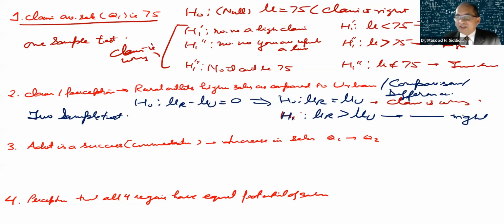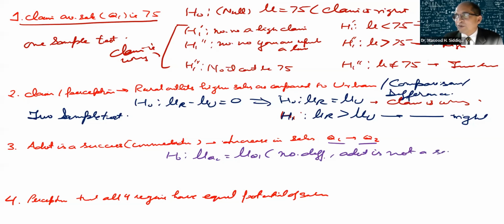Okay. Now we are coming to the third one. Here also we are comparing Q1 and Q2. So H naught can be: the average sale of the second quarter is equal to the average sale of the first quarter, as the concept demands. Means there is no substantial difference from Q1 to Q2. So we can say no significant difference. So we can say that the advertisement is not a success, provided all other things remain the same.